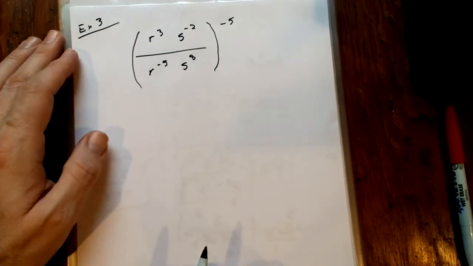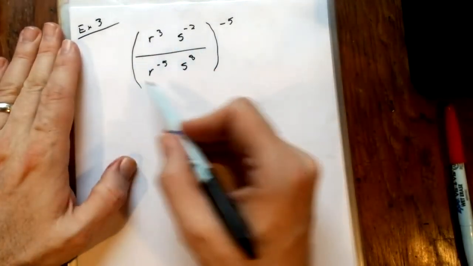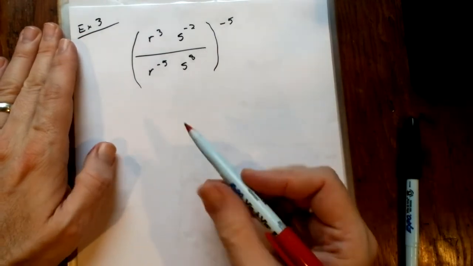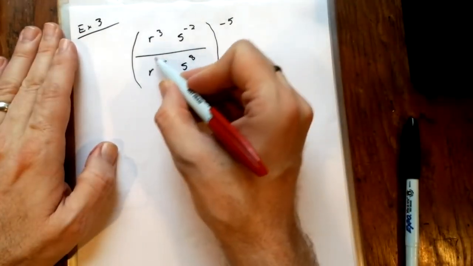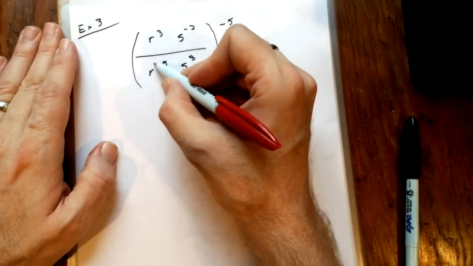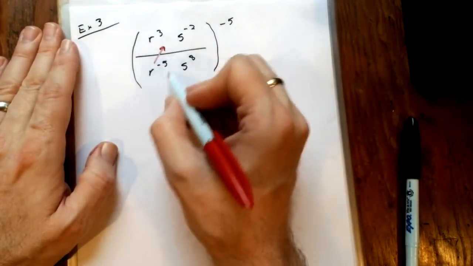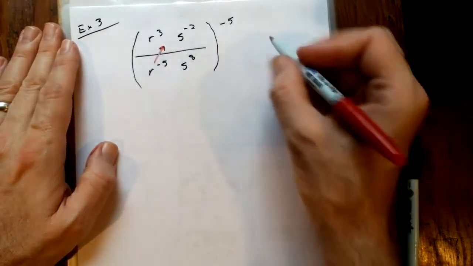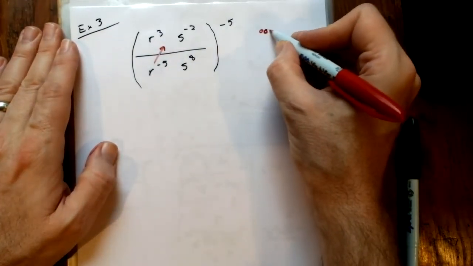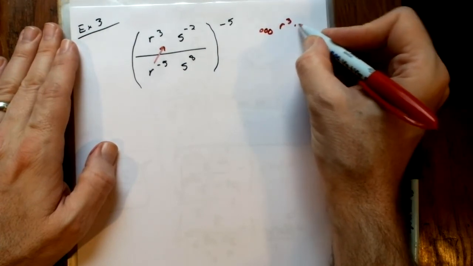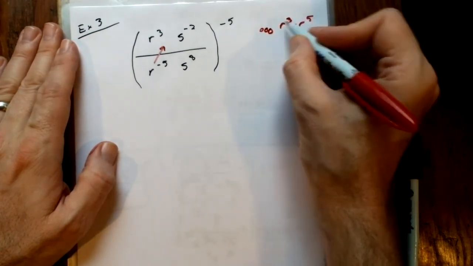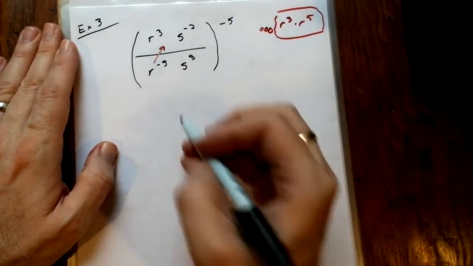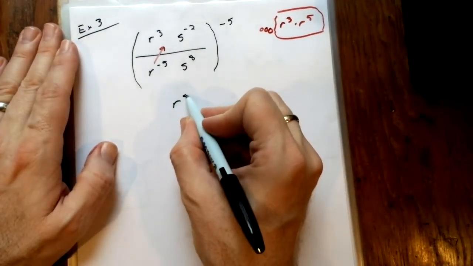So with this, first I'm going to simplify what's inside here. So I'm going to move my negative exponents. The negative exponent down here will move up. So what that means is I'm going to end up with r cubed times r to the 5th up top, or that would just turn into a single r to the 8th.